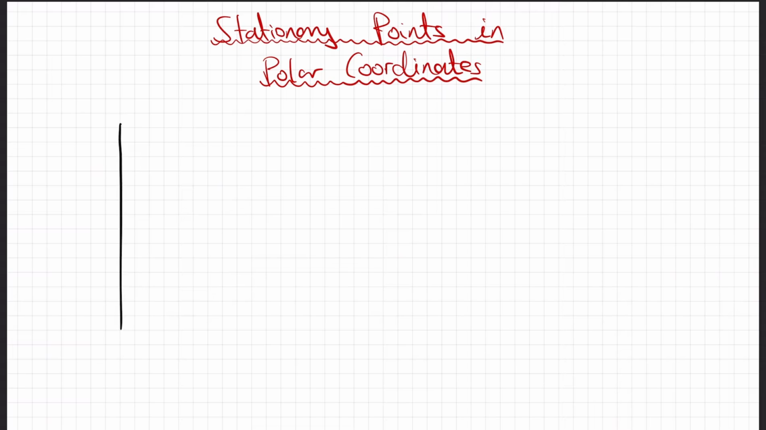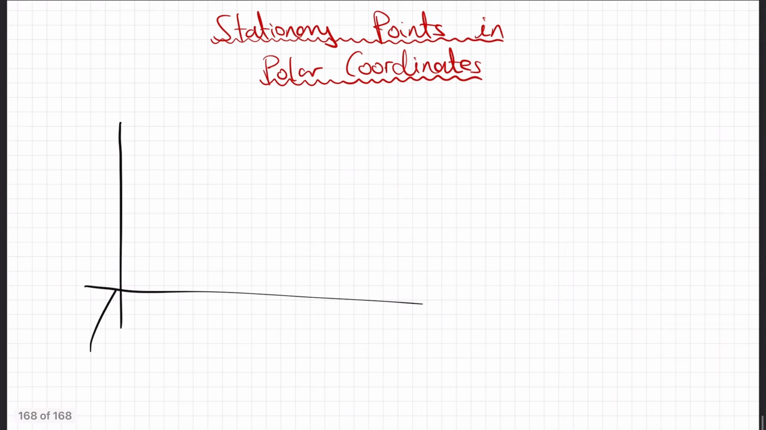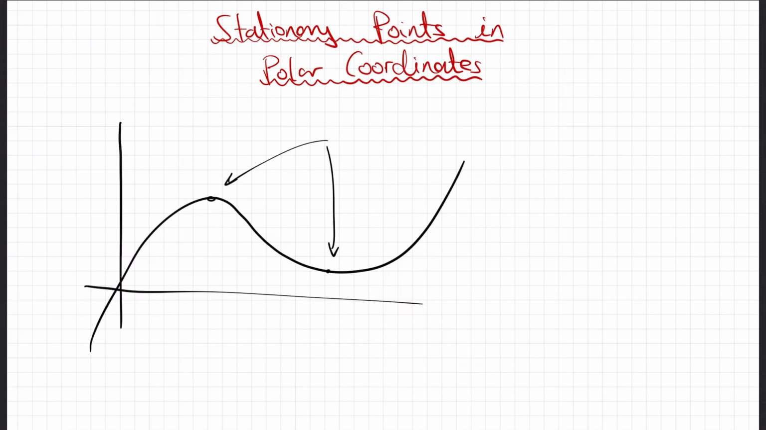I'm going to be talking about stationary points in polar coordinates, following up from yesterday's videos where I just talked about general stationary points. On the Cartesian plane, a stationary point is basically when the curve is either turning or it's a point of inflection. But generally, when we talk about stationary points, we usually mean turning points, which are the minimums and maximums you see here. So this would be a maximum and that would be a minimum.